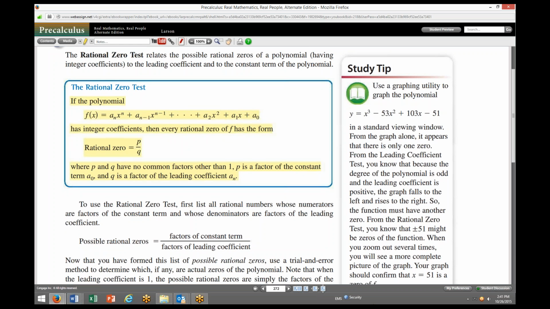Just to let you know, for those of you who are faithfully reading through the sections in the text, we are not going to do those upper and lower bound rules, but we are doing the rational zero test and Descartes' rule of signs. So here we go, rational zero test.